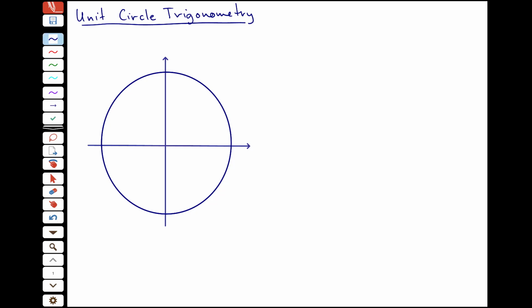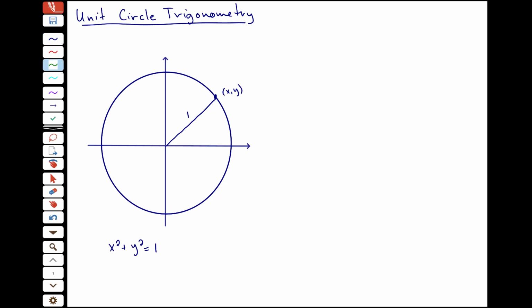So to begin with, let's remember that the unit circle is given by the equation x squared plus y squared equals 1. So for any point (x, y) on the circle, we know that when we take the x coordinate squared plus the y coordinate squared, we get 1. And one of the results of this is that any line that we take from the origin to a point on the unit circle has length 1.